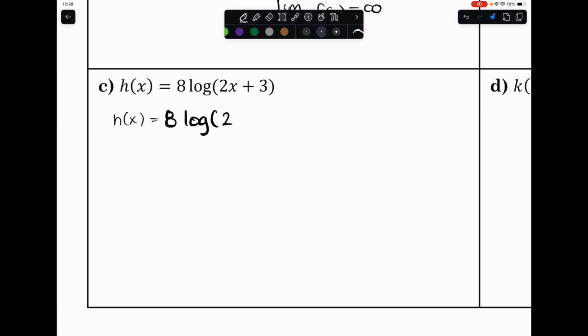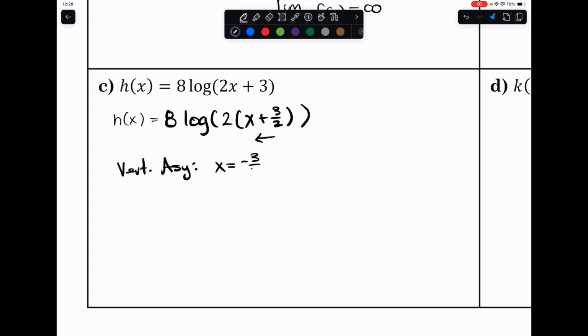So we have 2, and we're going to factor out the 2. In other words, divide both of these things by 2, which is going to be x plus 3 over 2. So this is, in fact, what the horizontal shift is. Plus 3 over 2 is going to actually shift things to the left, and that means that the vertical asymptote is now going to be at x equals negative 3 over 2.